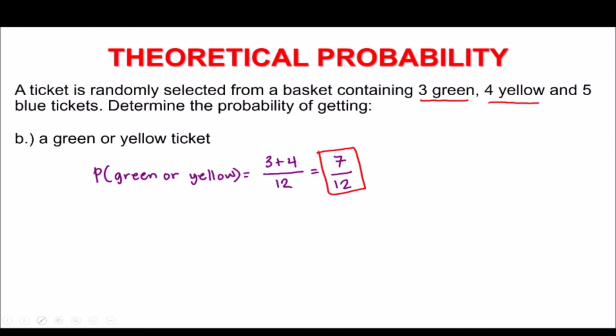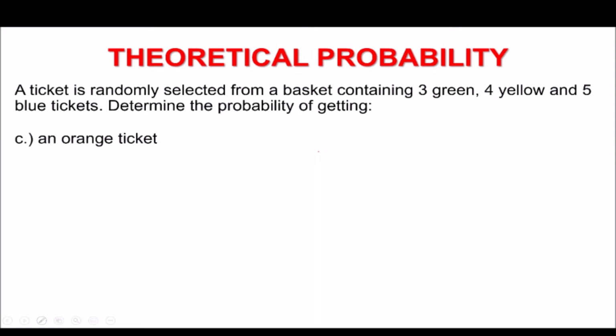Okay, so that is the probability. Next, an orange ticket. If you look at our given, we only have 3 colors: green, yellow, and blue. So getting an orange ticket will be impossible. And what is the probability if an event is impossible to happen? Yes, that is 0. So the probability of getting an orange ticket is 0 because we don't have an orange ticket in the basket.